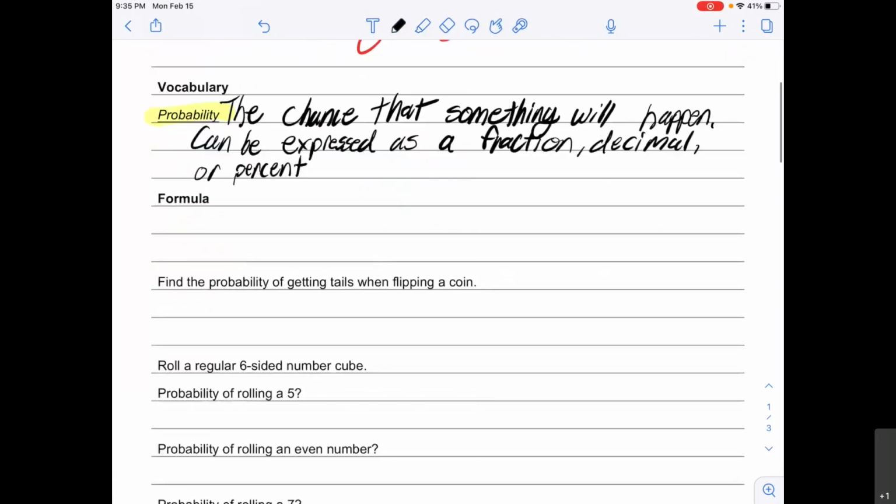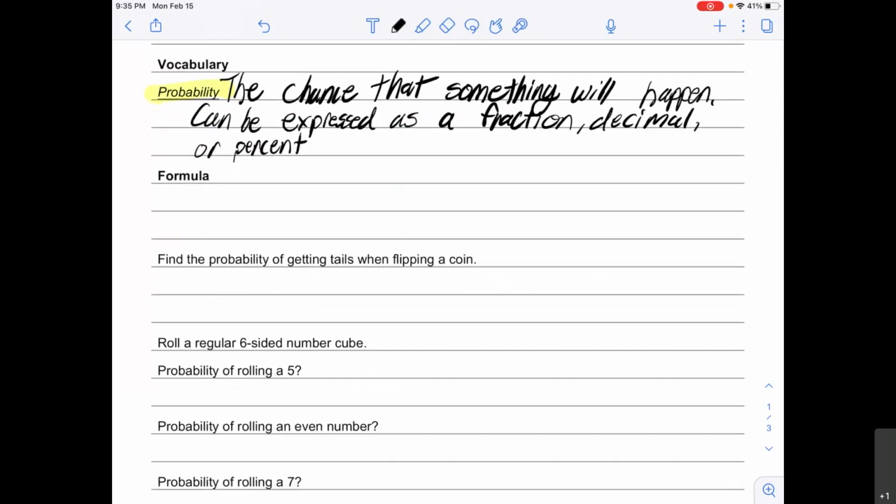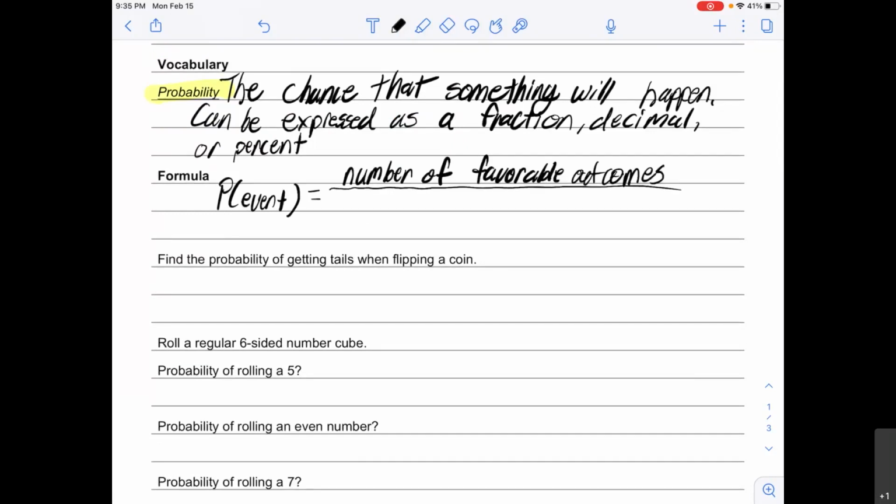So the first thing we're going to write down today is the formula for probability. And the way we write that is like this. We say the P, or probability, of an event, and whatever that event is, we put in parentheses. We say that that will equal the number of favorable outcomes over the total number of outcomes.